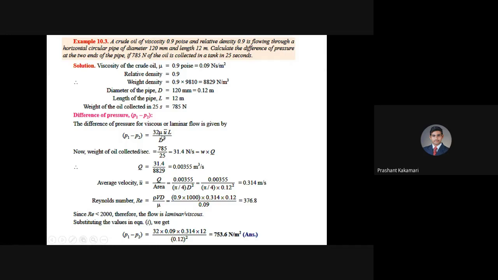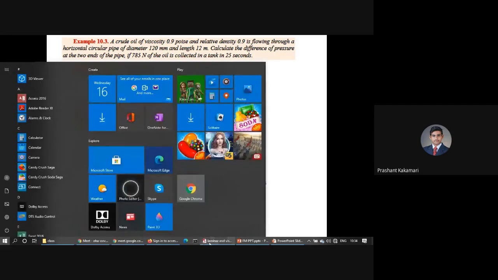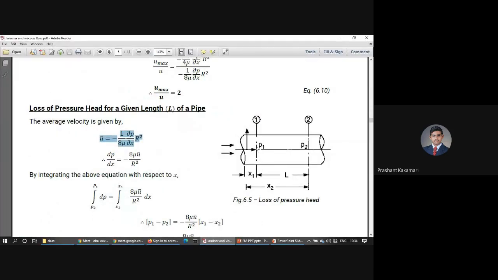That is 32 into 0.09 is found out here. Then U bar, the average velocity, is 0.314, into the length between the 2 points, 12 meters. Then the diameter, that is 120 mm, so in meters it is 0.12 meters. So 0.12 square. Once you substitute all these values, I can find the pressure difference. So the pressure difference between 2 points, and just recall this sketch, the pressure difference between point 1 and point 2 over this length L, how much are we getting?